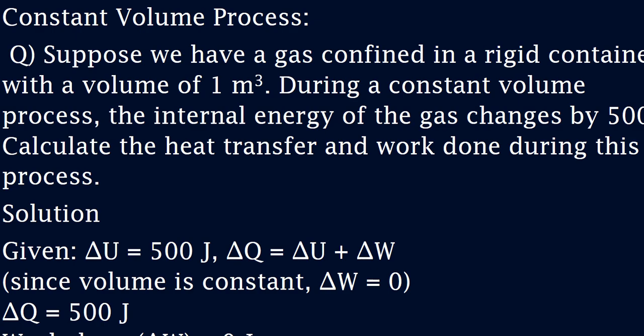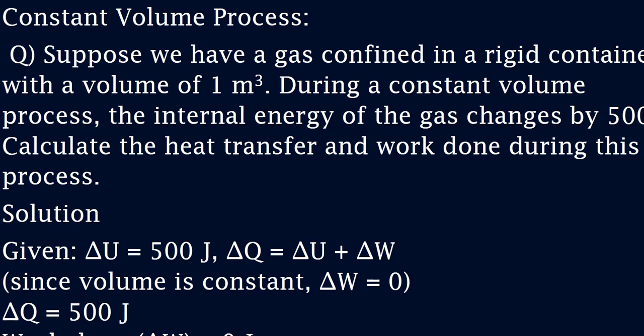Given delta U is equal to 500 joules and delta Q is equal to delta U plus delta W. Since volume is constant, delta W is equal to 0. Therefore, on substituting the values of delta Q, delta U, we get work done as 0.